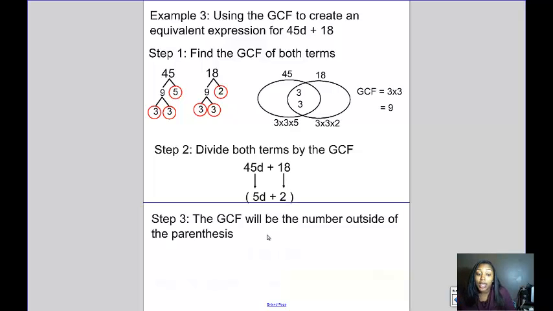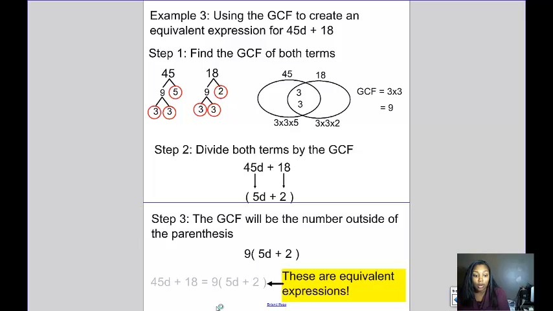And like I said, your greatest common factor is going to be the number outside of the parentheses. So these are equivalent expressions because if you were to go through here and solve this, you can multiply 9 times 5d and it gives you what? 45d. And then you multiply 9 times 2 and it gives you 18. So they're still the same expression. We just basically went backwards to see what it looked like before we got our answer and used the distributive property. Like I said, these are equivalent expressions. They are equal to each other.